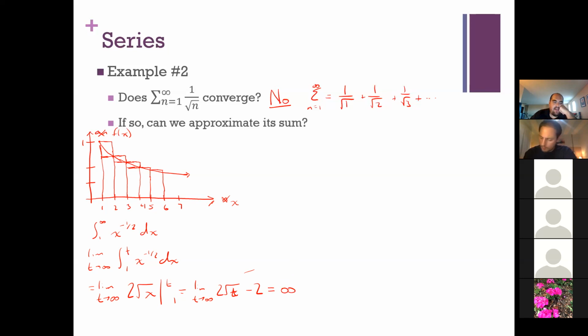Basically what we found is the area underneath this curve can't be calculated. It goes to infinity. It diverges. So what does that mean about the series then? Would it also diverge? It also diverges because if you look at the way I drew the rectangles, these areas are larger than the integral I just took. So if the integral couldn't be finitely found, then the series cannot be found either.